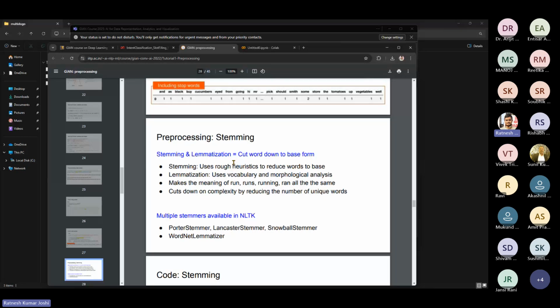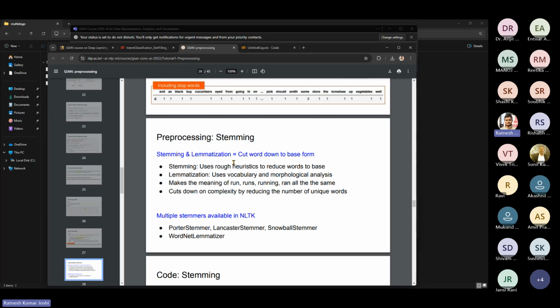Okay, so the next part of pre-processing is stemming. Earlier we have gone through two particular steps: tokenization, and the second one was removing useless information. The third step is stemming, where stemming has another variation which is called lemmatization. They are mostly different.